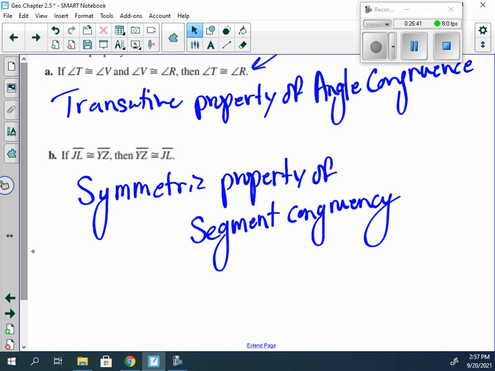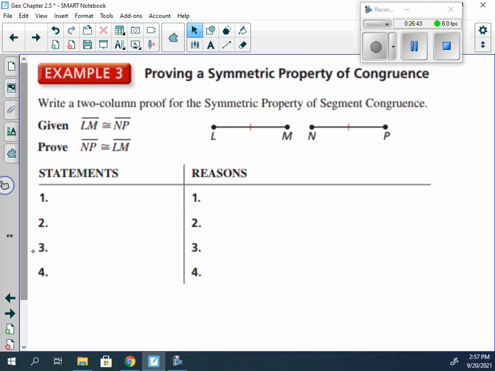All right. Well, the next proof we're going to do is we're actually proving a symmetric property of congruency. We actually want to show that the symmetric property of congruency does work. So far, we've already proven that the symmetric property of equality is true. If A equals B, then B equals A. We know that's true. So we're going to use the symmetric property of equality to show the symmetric property of congruency is true. Well, our first statement is going to be what?